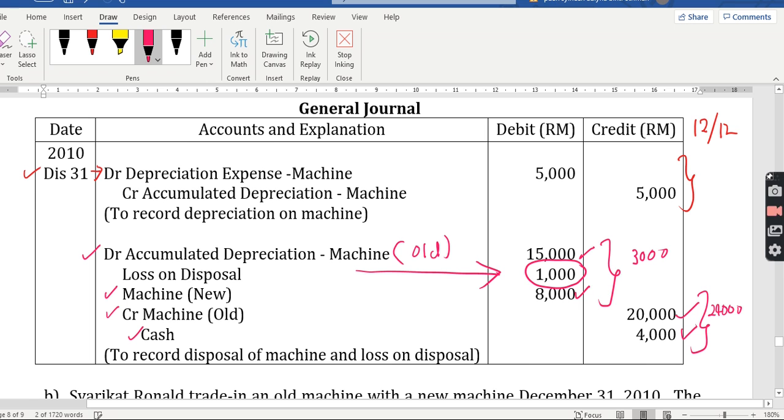Okay, so you can see here, catatan paling asas untuk disposal. Satu, tutup account accumulated depreciation for the old asset amount 15,000, and then tutup account asset lama. Itu disposal, asset lama dah dijual. Tapi during the disposal, semasa disposal, apa yang berlaku? Semasa disposal, saya juga kena bayar aset baru dan saya juga beli aset baru. That is why I have debit machine and I have credit cash here.